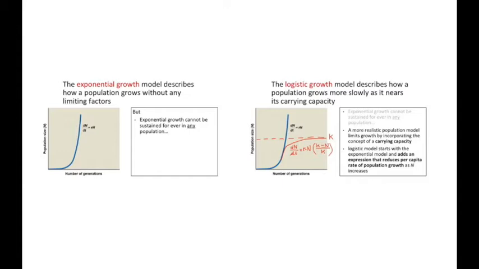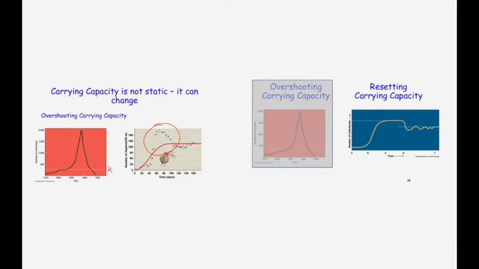And carrying capacity is not static, it can change. It's related to technology, the environment, and a lot of things. But when the population size overshoots the carrying capacity, then the carrying capacity will be reset. From the graph here, we can see when the population overshoots the carrying capacity, it goes down and fluctuates a little bit around the carrying capacity.